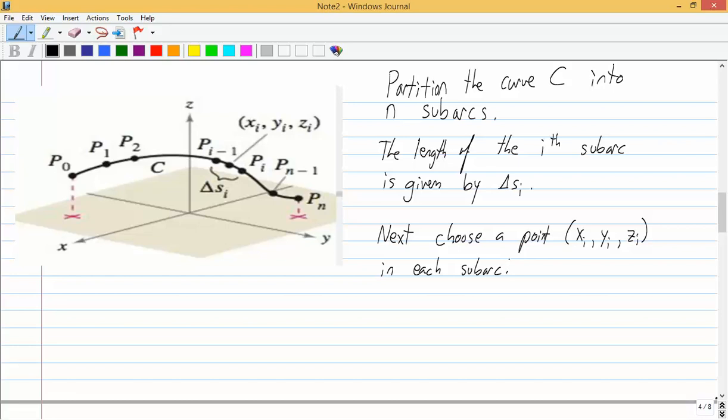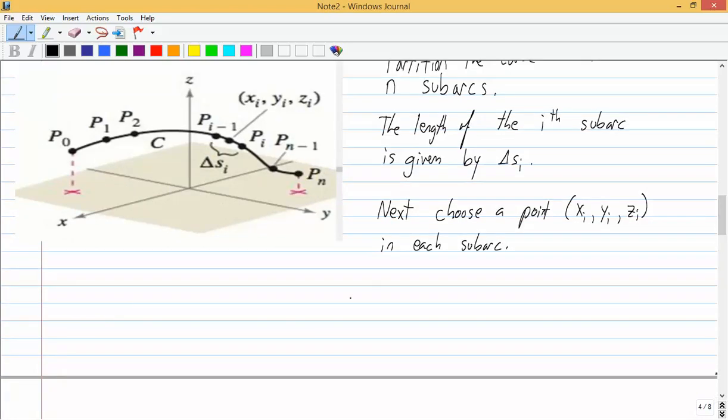All right. If the length of each subarc is small, then the total mass of the wire can be approximated by summing up all of the pieces: the sum from i equals 1 to n of f of x sub i, y sub i, z sub i times delta s sub i.